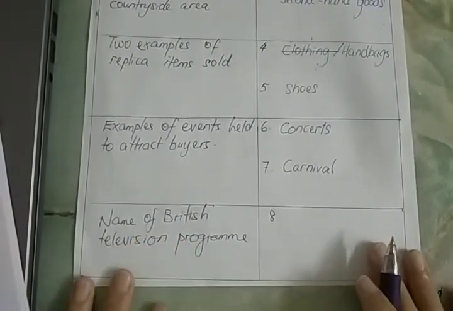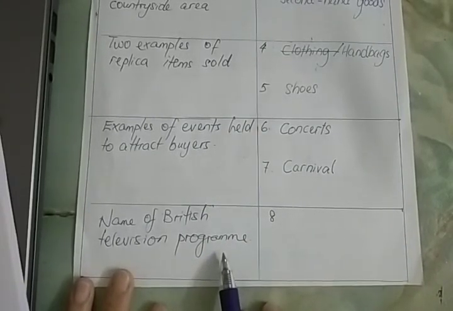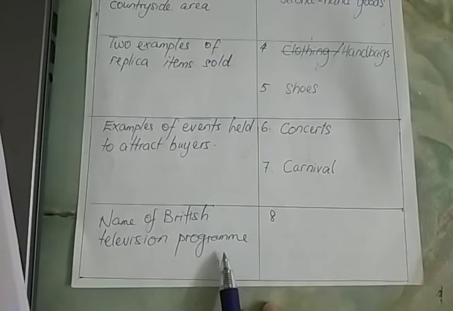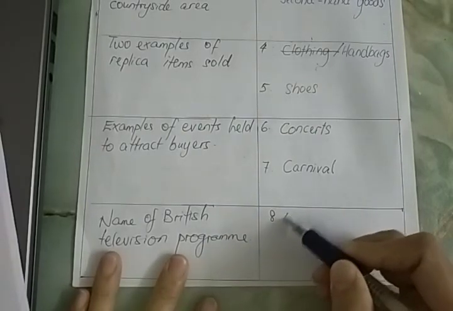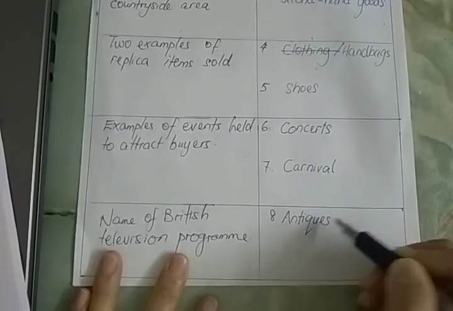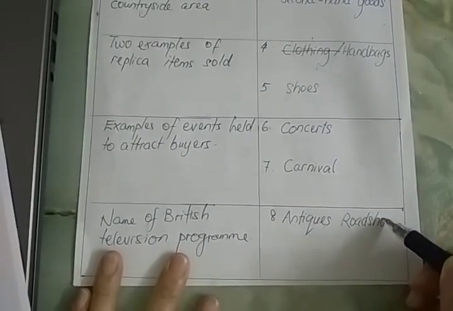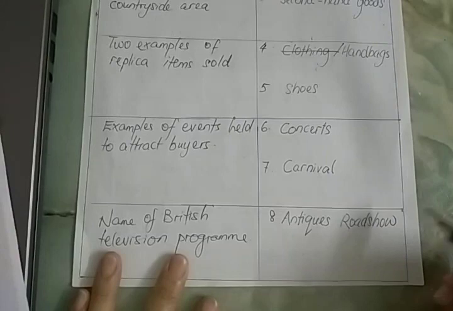And the last, name of British television program. So the last sentence, you can find the answer in the last sentence. It says there, the most popular of these shows is Antiques Roadshow in the United Kingdom. Right, that is the show. So we put down Antiques Roadshow. So do this in your book in page 41.